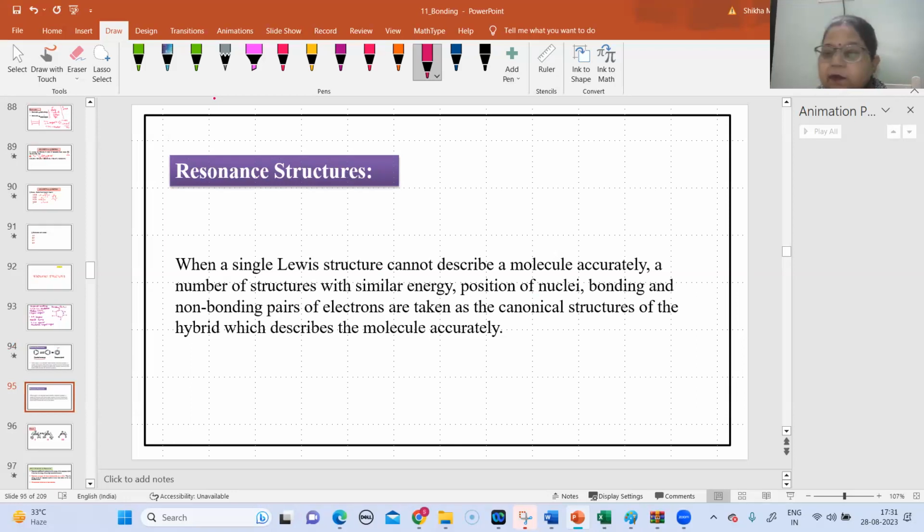Now, when we describe resonance, it is important to say that energies of canonical forms are similar, not identical. Remember that they are similar. Positions of nuclei are similar. Bonding and non-bonding pairs of electrons are the same, right? That is important. You cannot have a different number of protons, electrons, and neutrons in different canonical forms.